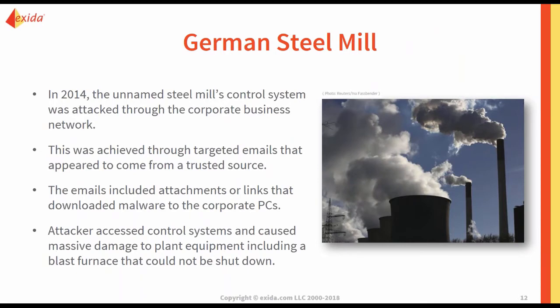Another such incident happened at a German steel mill in 2014. The steel mill is unnamed, but its control system was attacked through the corporate business network. This was achieved through targeted emails that appeared to come from a trusted source, and they either included an attachment or a link that downloaded malware to the corporate PCs. Through these PCs, the attackers accessed the control system and caused, again, massive damage to the plant equipment, including a blast furnace that could not be shut down.